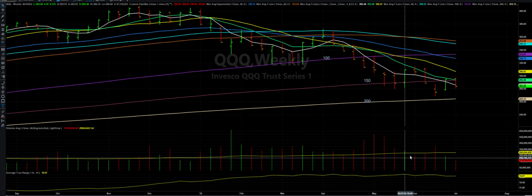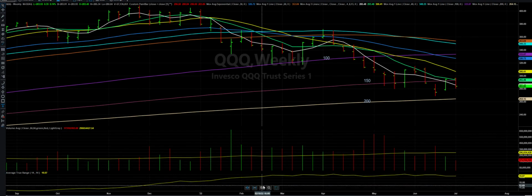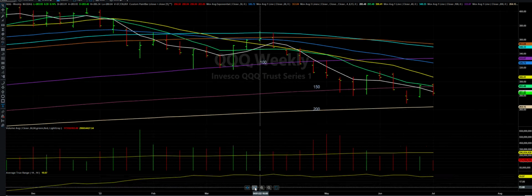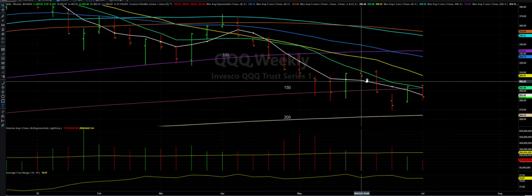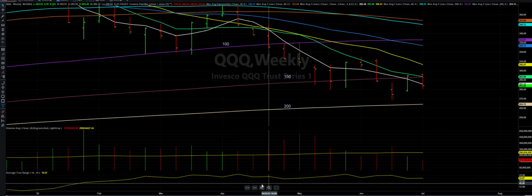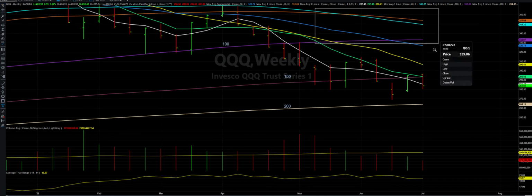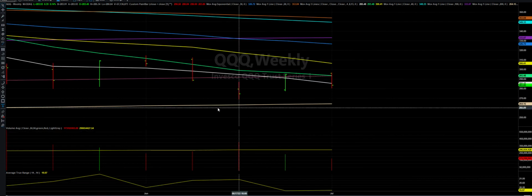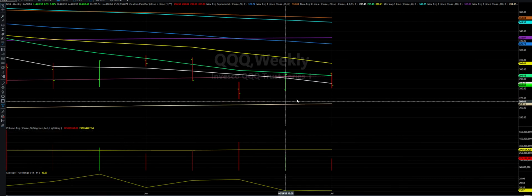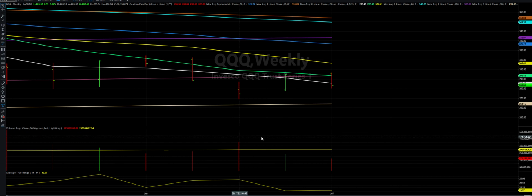Let's look at the QQQs real quick. Look at the Qs. It doesn't look good on the weekly chart. All right? Today, you still closed below a downward trending 4-week moving average. You're still below a downward trending 8-week moving average. And you're below the 150-week moving average on the Qs. This thing is not in a good position.